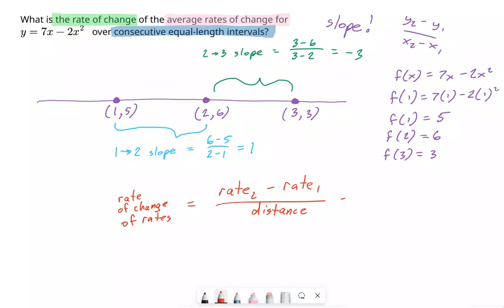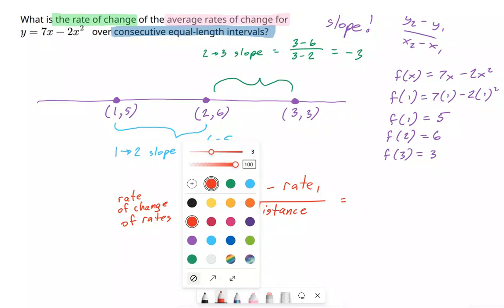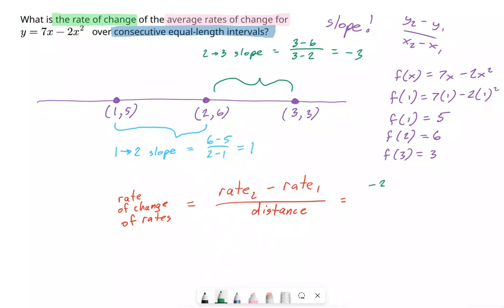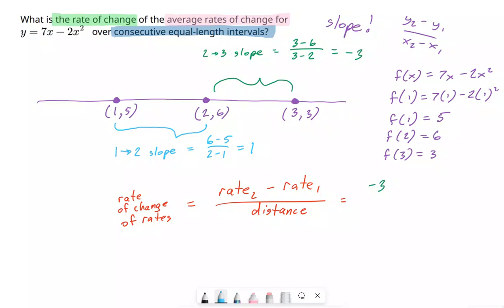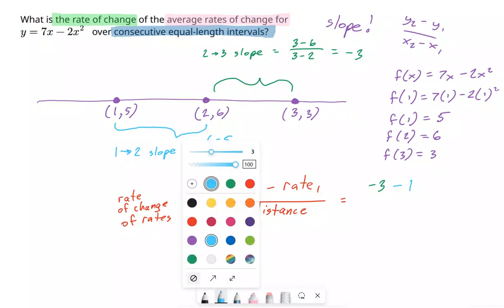So rate 2 we found was equal to negative 3, right? That was my second number. And rate 1, that was the first calculation we did, that was equal to 1. So I'm going to say negative 3 minus 1. Now, what's the distance between the rates? That is an odd way to phrase it.